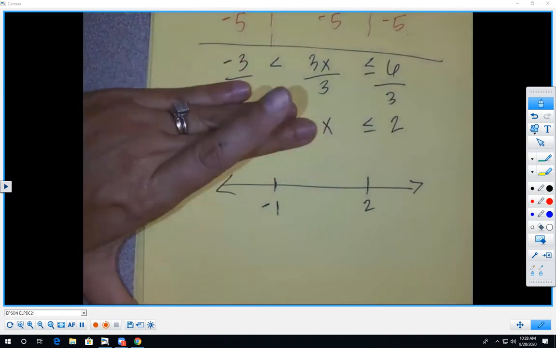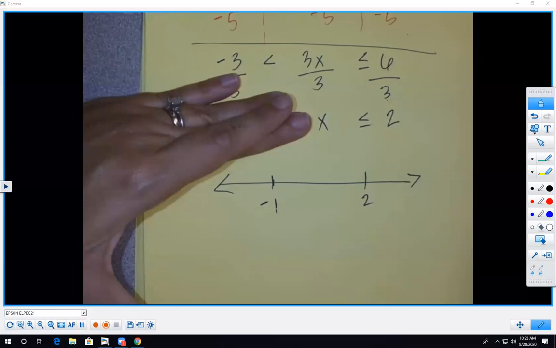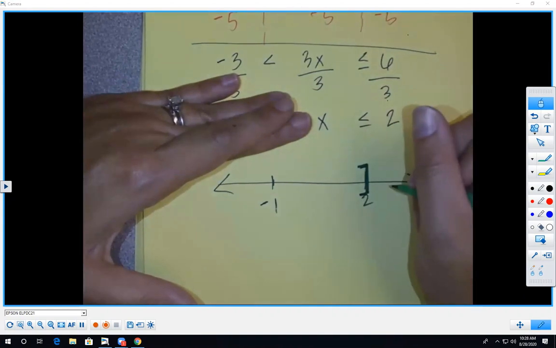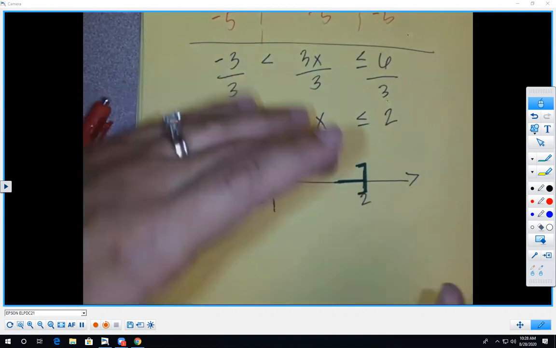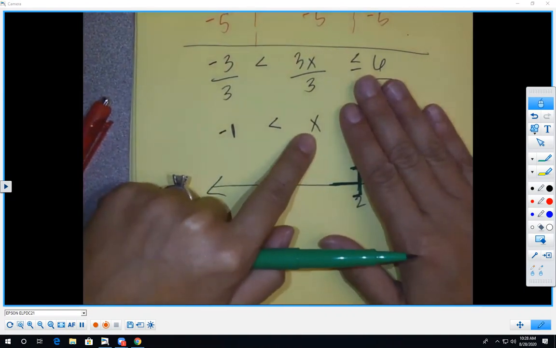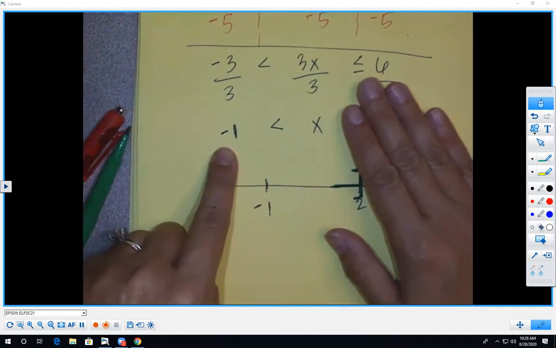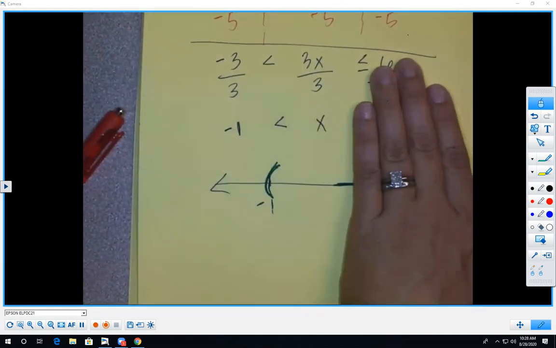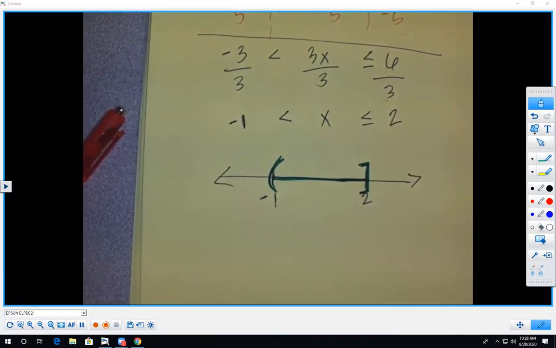Because if I read this right here, x is less than or equal to 2. Would that be a bracket or a parenthesis? Bracket at 2. Which way is it shaded? To the right or to the left? Less than is going that way, correct. Over here, this says -1 is less than x, or you could read it the other way, x is greater than -1. Is that going to be a bracket or parenthesis? Parenthesis. Which way is that shaded? To the right. So it's everything in the middle there.